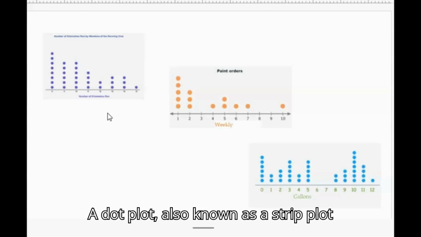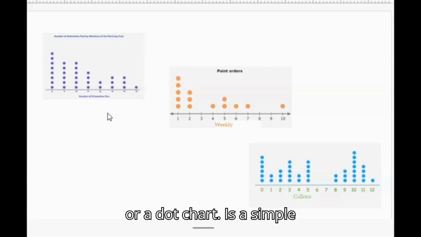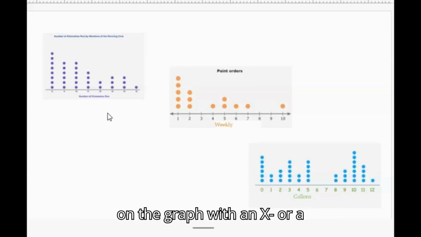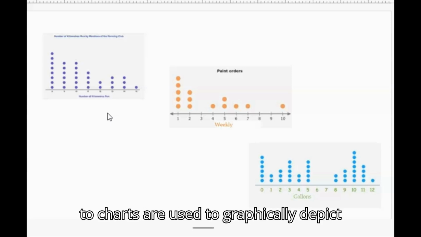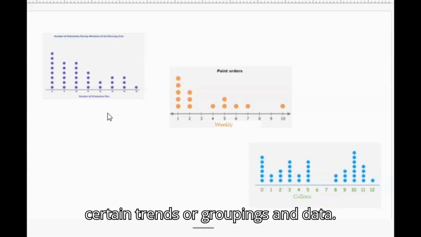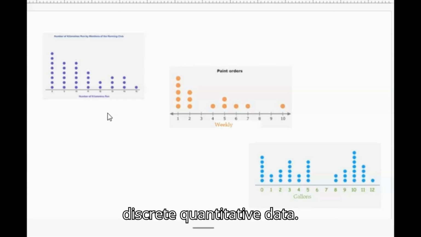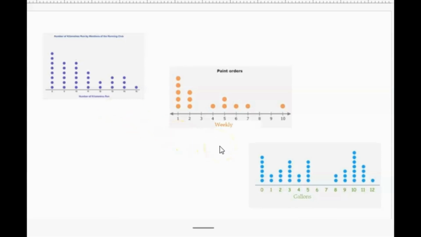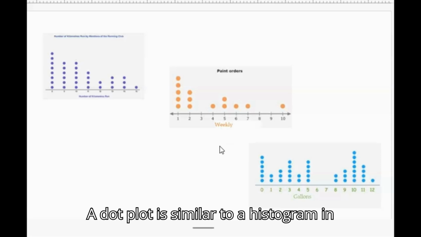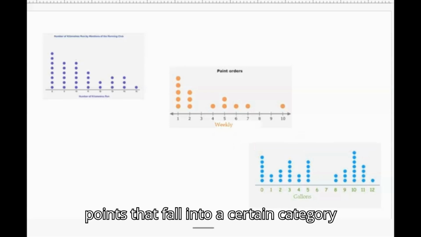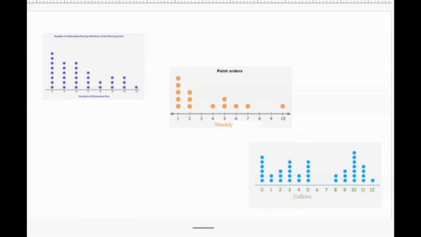A dot plot, also known as a strip plot or a dot chart, is a simple form of data visualization that consists of data points plotted as dots on a graph with an X or a Y axis. These types of charts are used to graphically depict certain trends or groupings in data. Dot plots are generally used to graph discrete quantitative data. A dot plot is similar to a histogram in that it displays a number of data points that fall into a certain category of value on the axis.